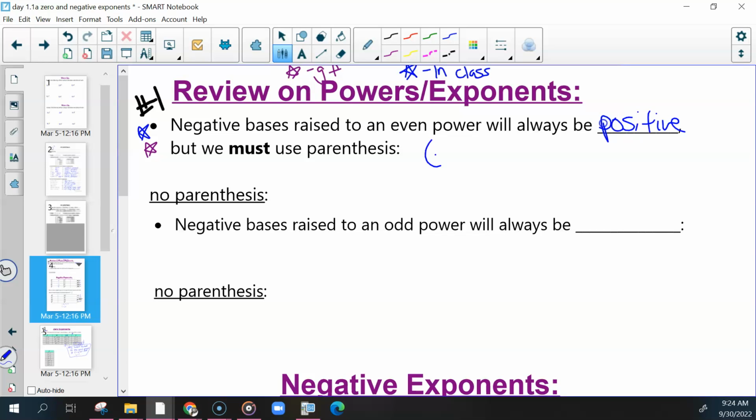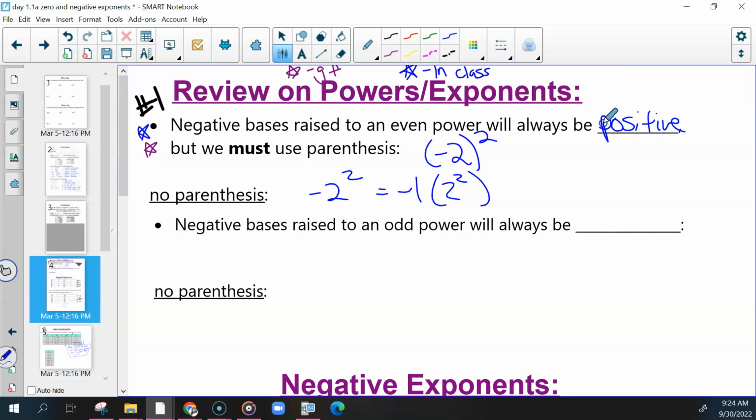So an example, anytime we have a negative number and we square it, we end up with a positive, because really this is negative 2 times negative 2, which is why it becomes positive. If we don't use the parentheses, we've talked about this before, we end up with a negative times a positive, which gives us a negative, making it wrong. So we have to keep in mind to use parentheses if we have negative bases.